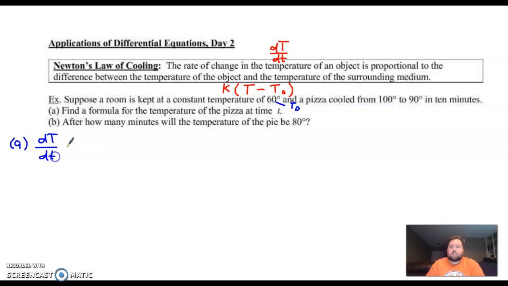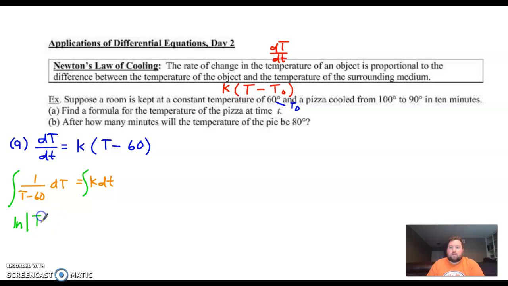dT over dt is equal to k times T minus 60, plugging in that 60 degrees for T naught. Now we're going to solve this differential equation. We're going to divide by T minus 60. So 1 over T minus 60 dT is equal to k times dt. Now we're going to integrate. And 1 over T minus 60, that's a T to the first power, so we get a natural log absolute value of T minus 60. And then the integral of a constant is just that constant times a variable. And then don't forget your other plus C constant that we get from integrating.